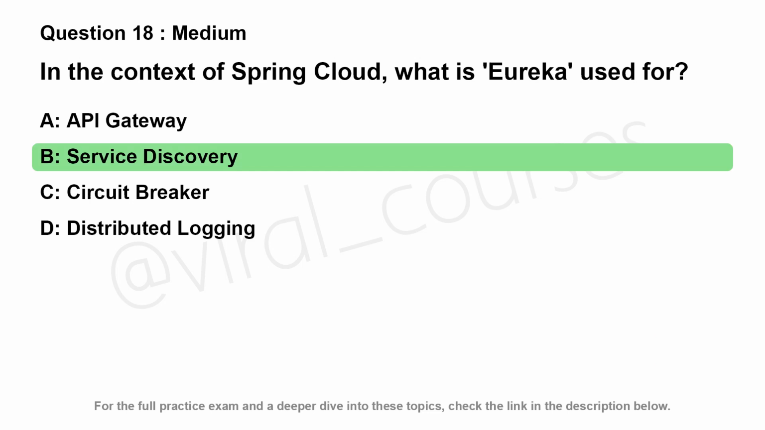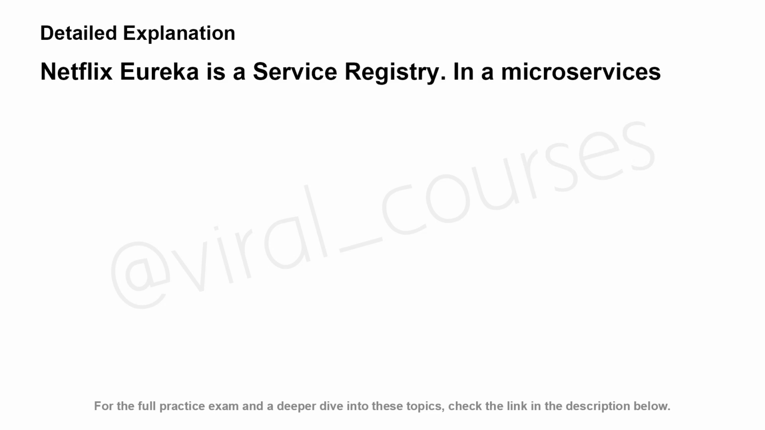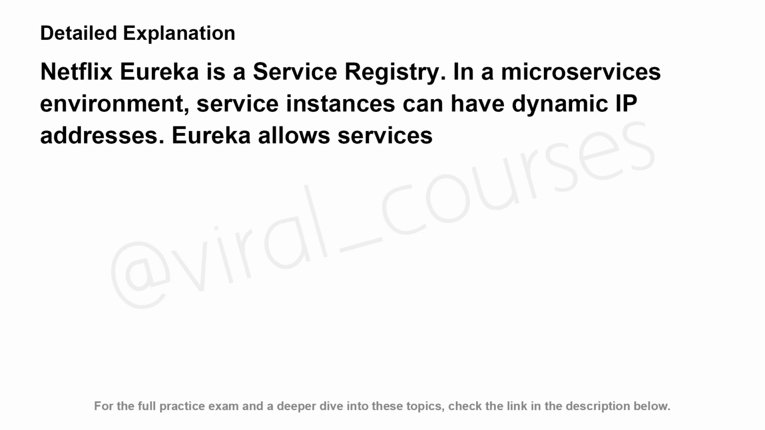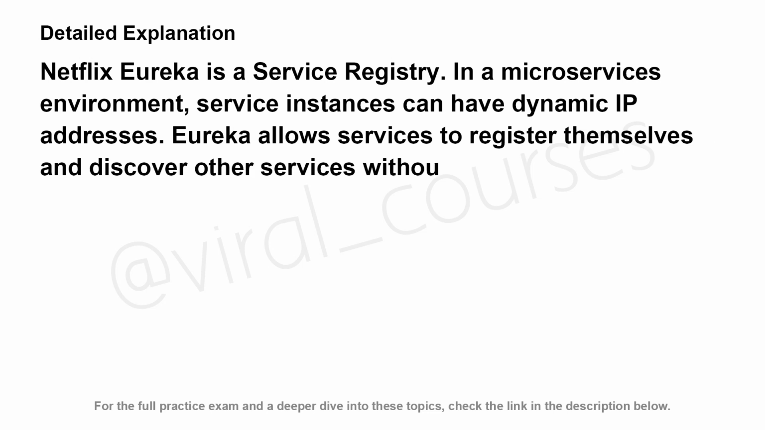The correct answer is B. Netflix Eureka is a service registry. In a microservices environment, service instances can have dynamic IP addresses. Eureka allows services to register themselves and discover other services without hardcoding their locations.